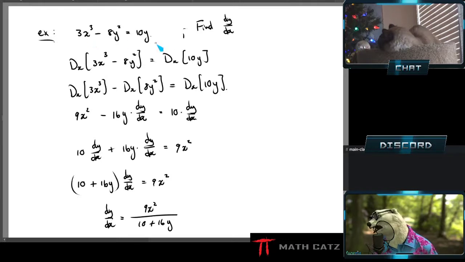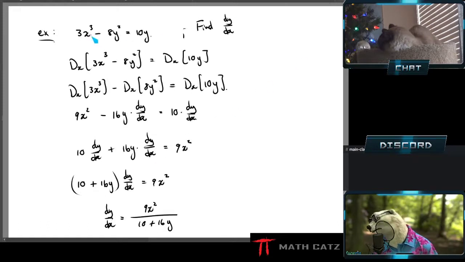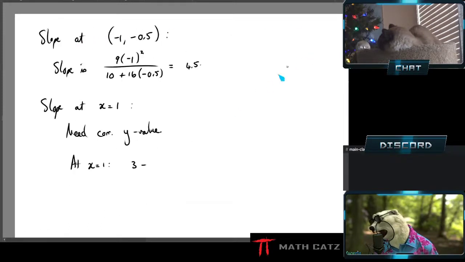So if I go to my original equation and plug in the x value, I get x is just 1, right? So 3. Let's say here at x equal to 1, I have 3 times 1, minus 8y squared equal to 10y. And I have to solve for y. Let's clean this up a little bit. 8y squared plus 10y minus 3 equals 0. Move everything to the right. And now I just have to solve for y.